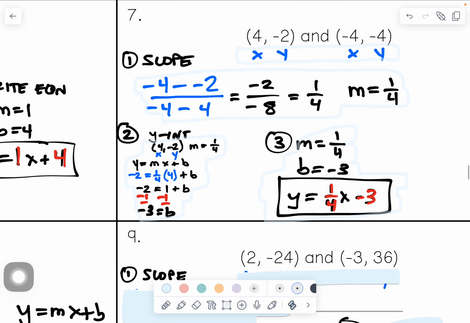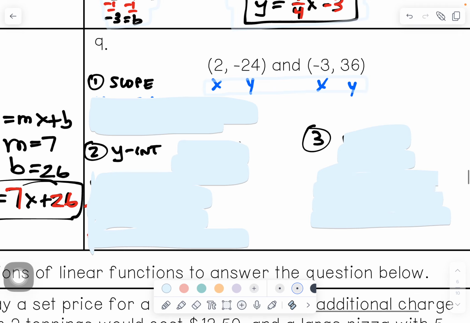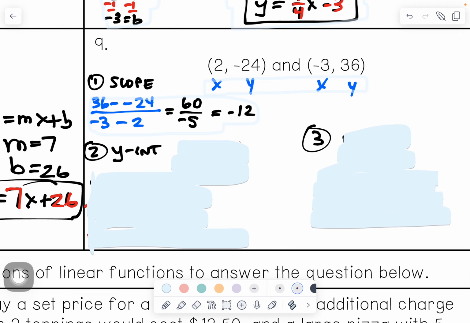minus 3. And finally, go ahead and check out number 9. I label my x's and y's. I find my slope. y minus y on top, so it's a minus a negative, which turns into a plus. -3 minus 2 on the bottom is -5. I get -12 for my m value.